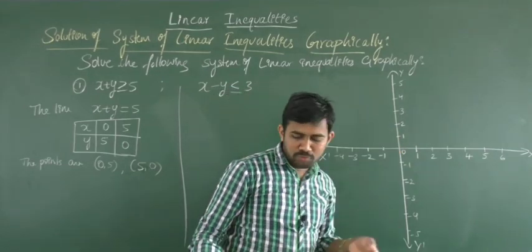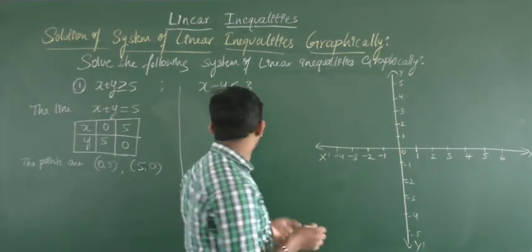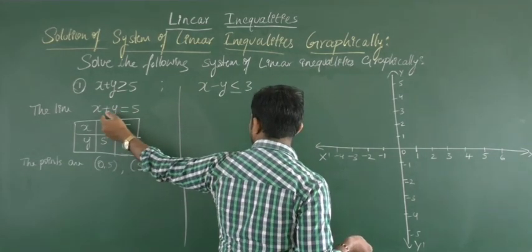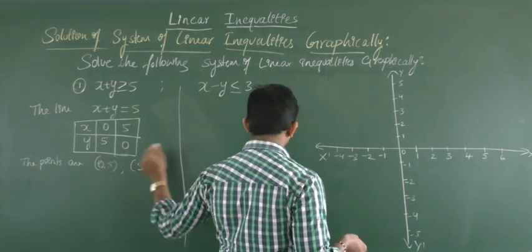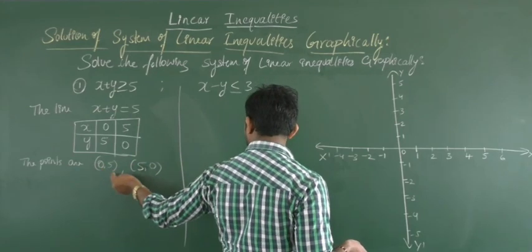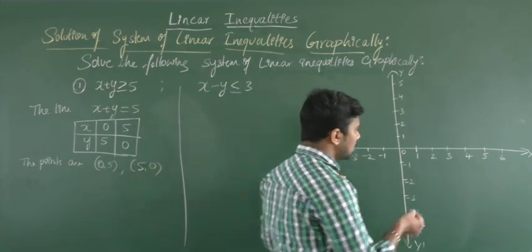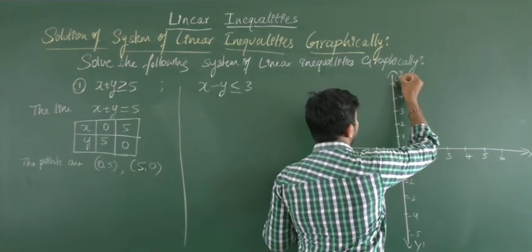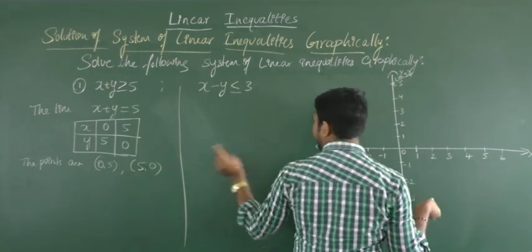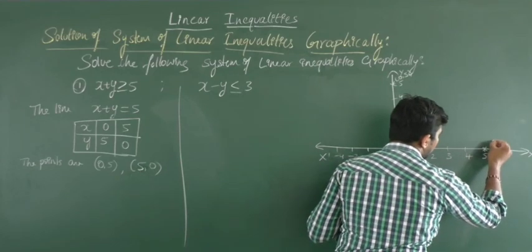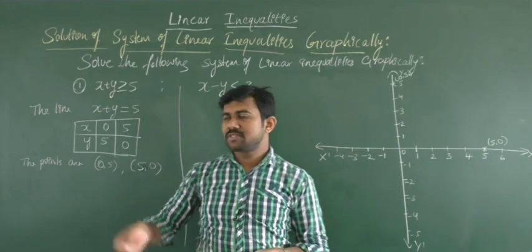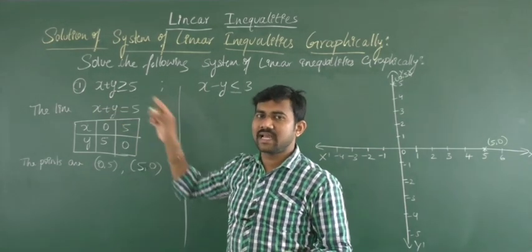So now, 2 points you got here of the first inequation, that is the equation we consider, x plus y is equal to 5. 2 points you got of that equation: 0, 5 and 5, 0. So this point is 0, 5, and another point is 5, 0. Now we can observe the given inequation is a slack inequation.